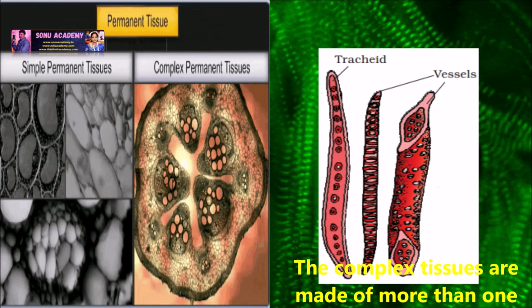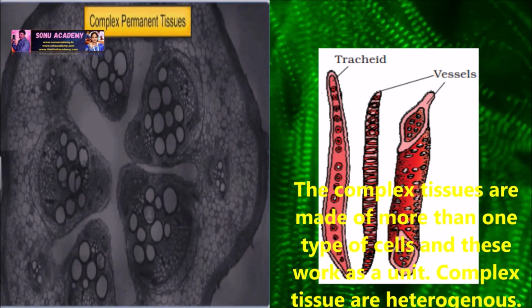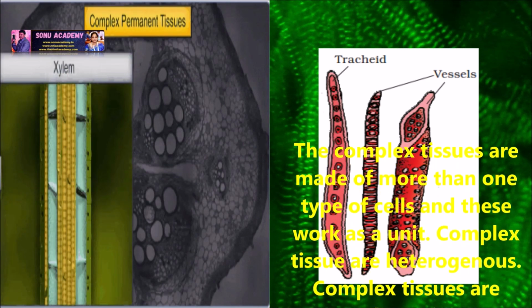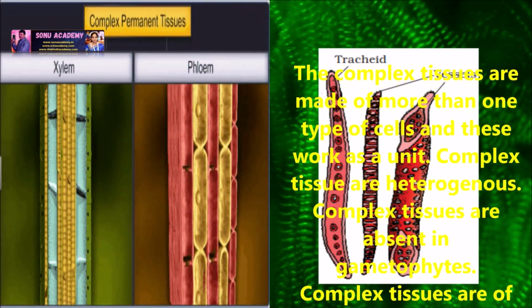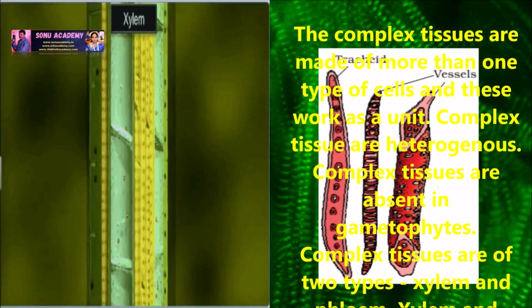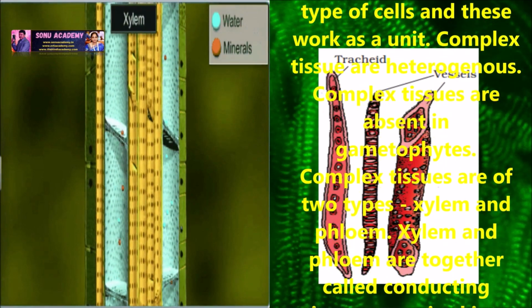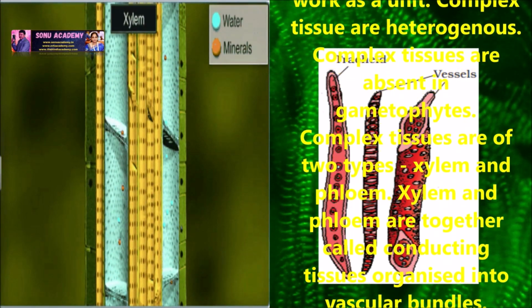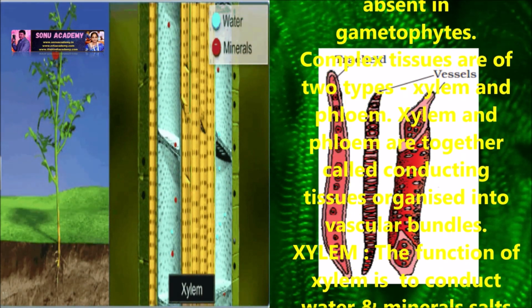Now let us discuss complex permanent tissue. The complex permanent tissues are made up of more than one type of cells, and these work as a unit. Complex tissues are heterogeneous. Complex tissues are absent in gametophytes. Complex tissues are of two types: one is xylem and the second one is phloem. Xylem and phloem are together called conducting tissues organized into vascular bundles.